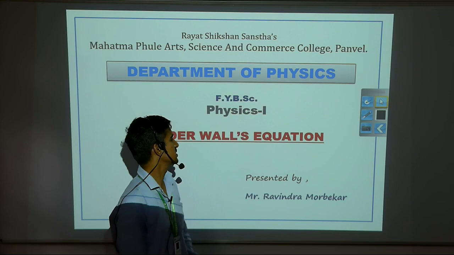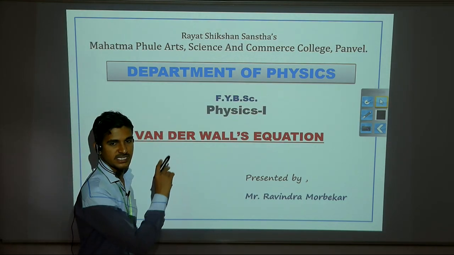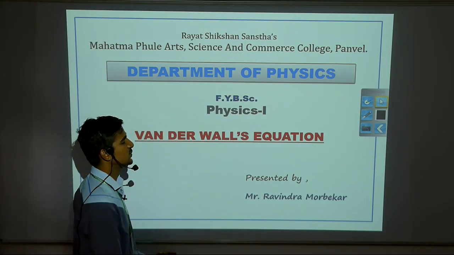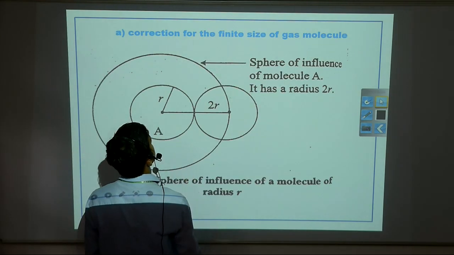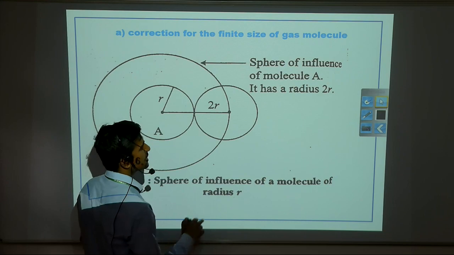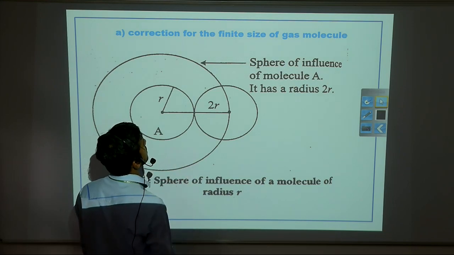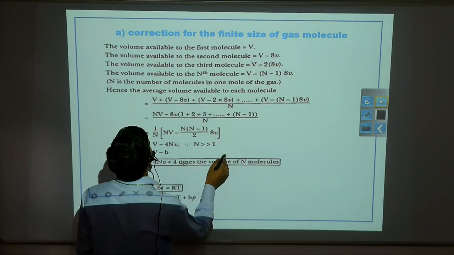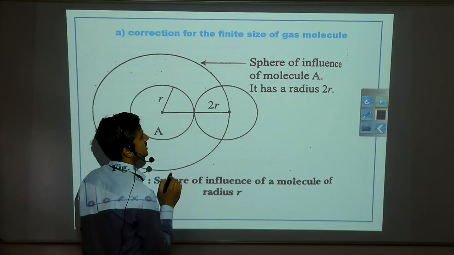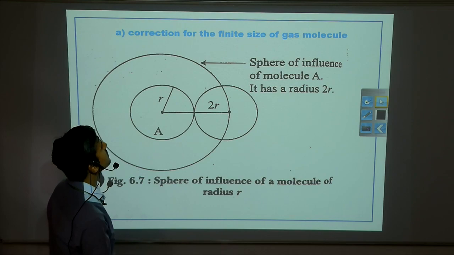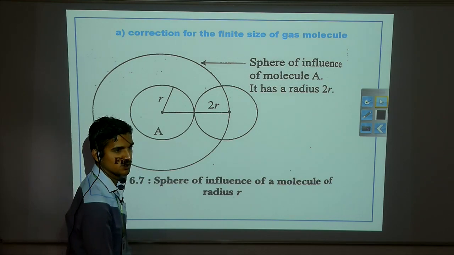Today we discuss the Van der Waals equation, F.Y.B.Sc. Physics Paper 1, Unit Number 3. First, there are two corrections. First is the correction for the finite size of gas molecule, and second is the correction due to intermolecular interaction. First is the correction for the finite size of gas molecule.